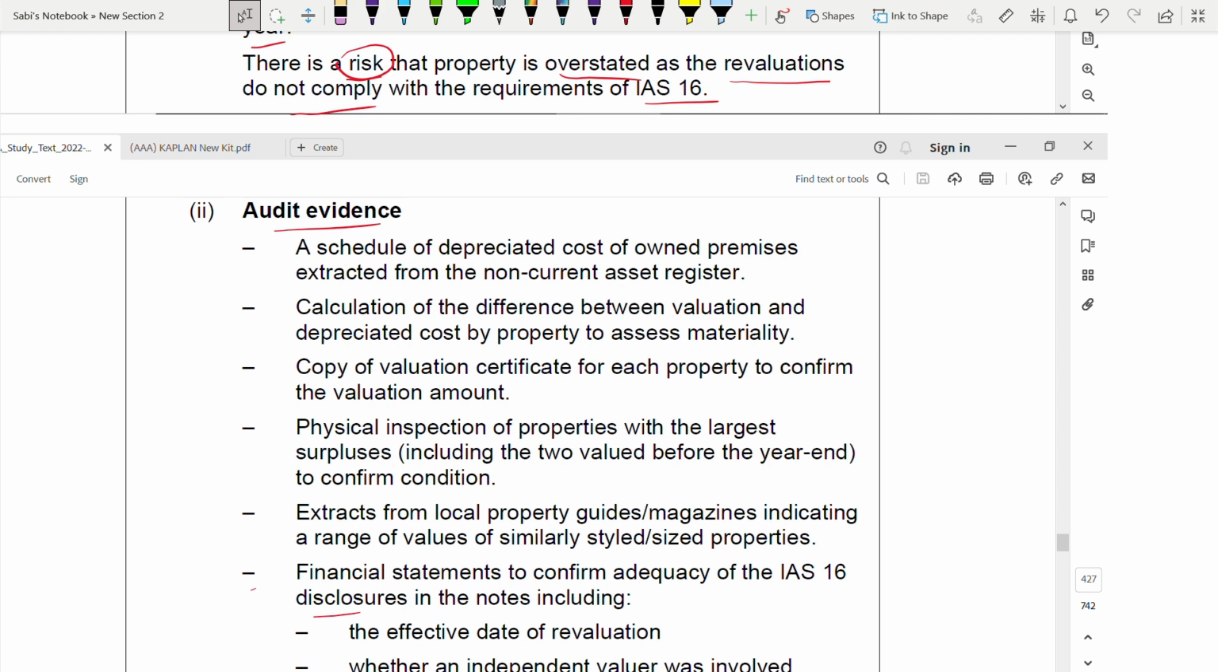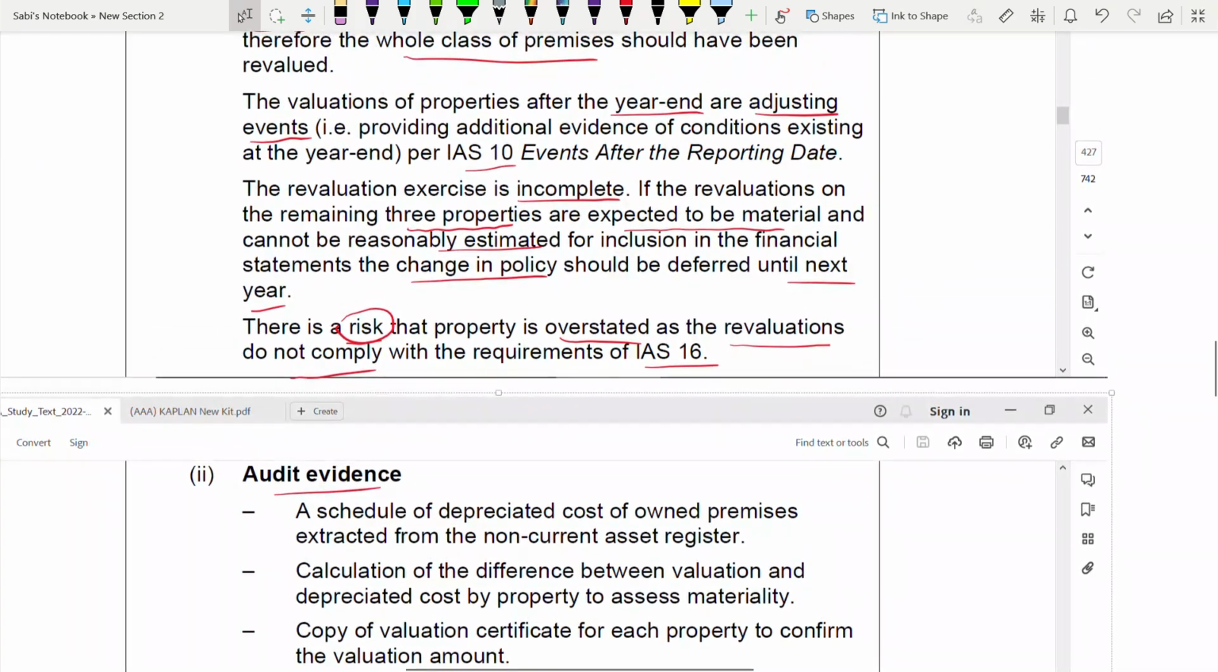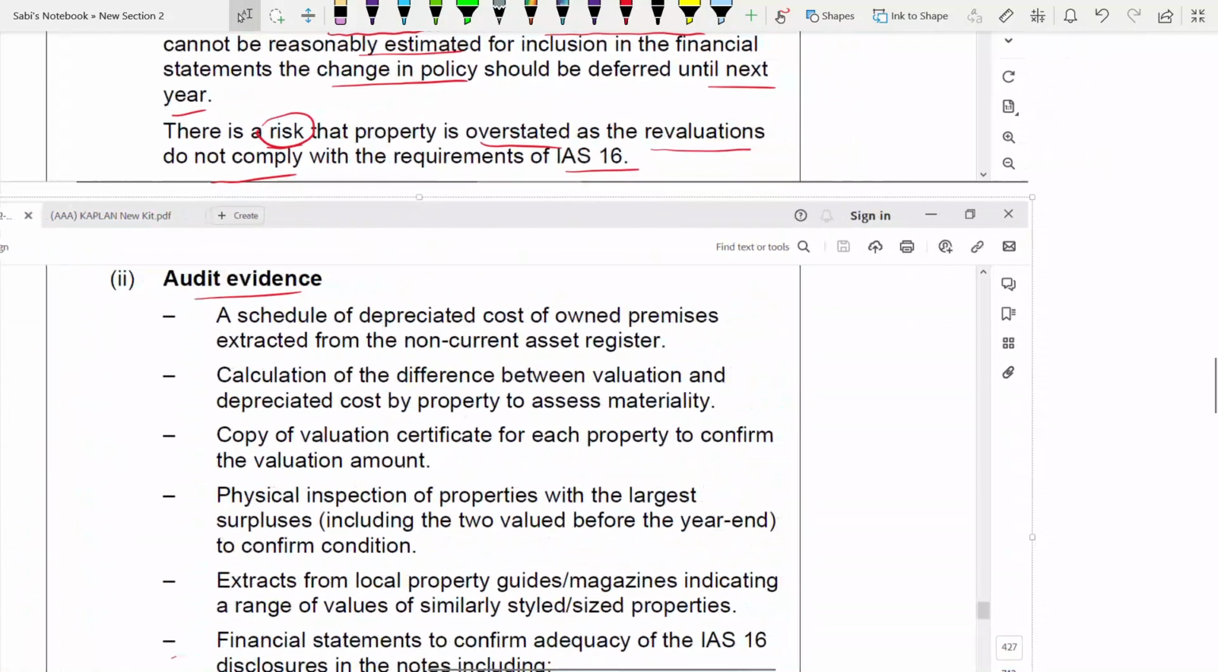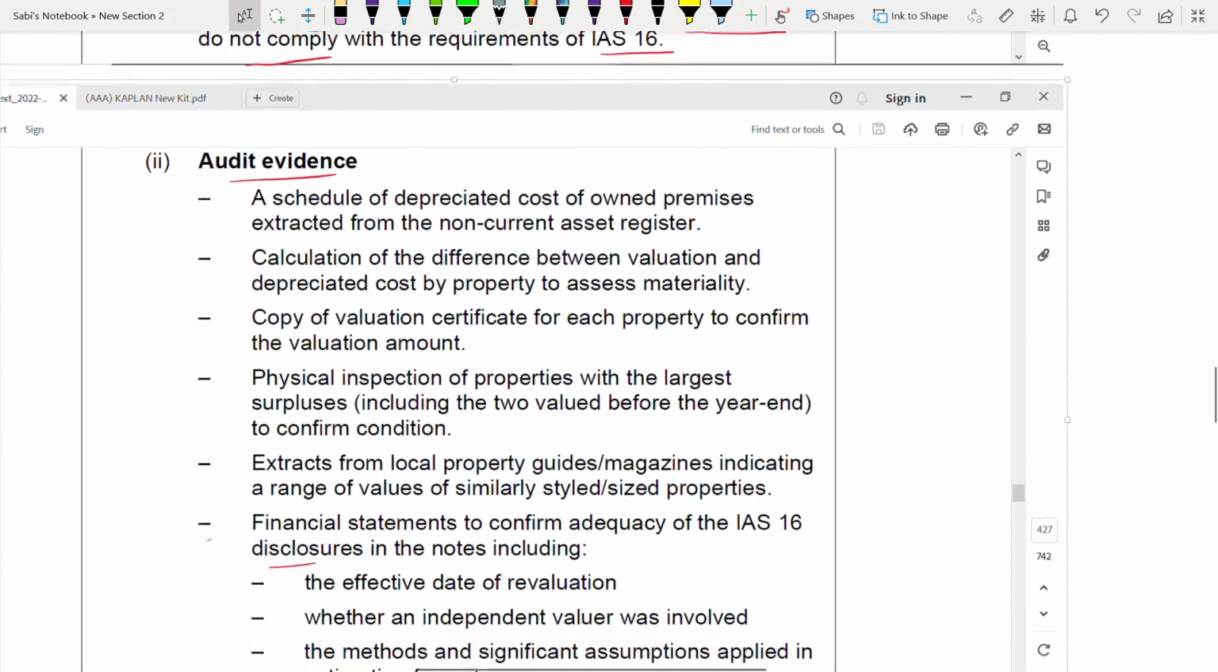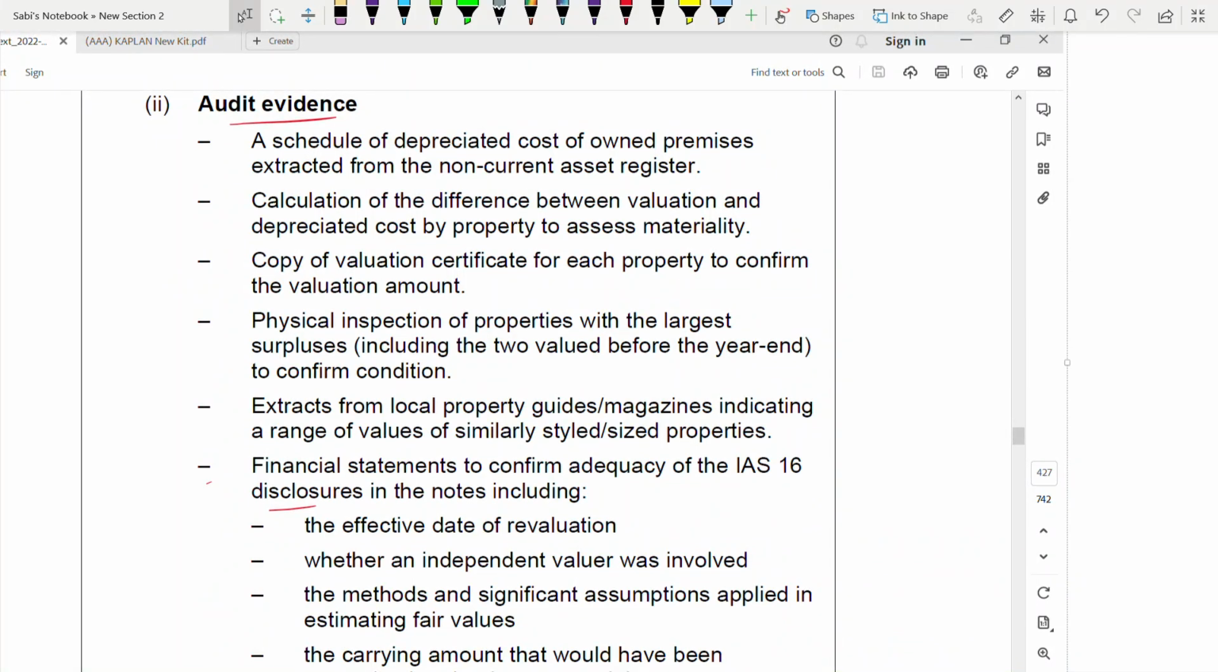So now this is about non-current asset, right? So it is similar to previously, as I told you. For non-current asset, you might want to see whether they exist or not, which you will get through the non-current asset register. Schedule of depreciated cost of owned premises extracted from this. Next, you might want to check the valuation. This you will get from the valuation certificate for each property to confirm the valuation amount. Copy of this. Then you might want to assess the materiality of each property. So you calculate the difference between valuation and depreciated cost by property to assess materiality.